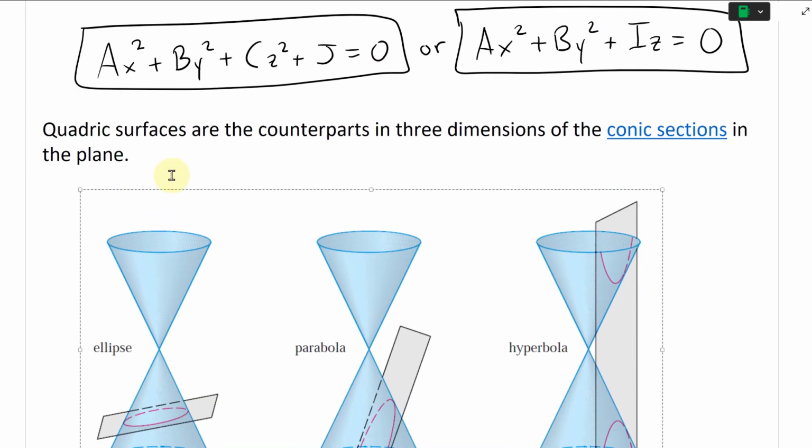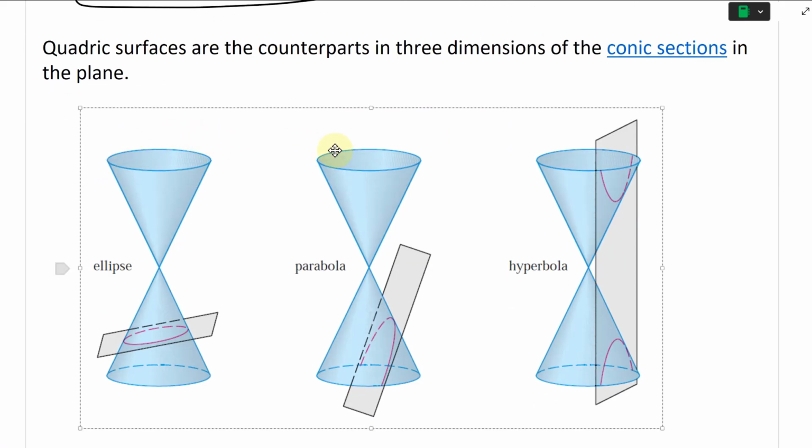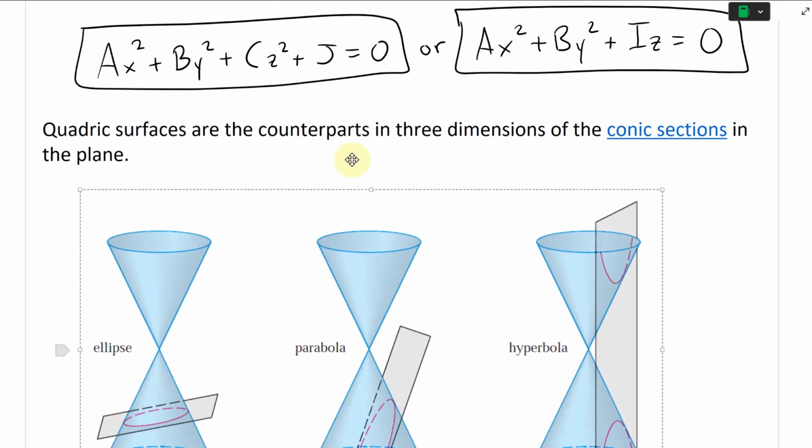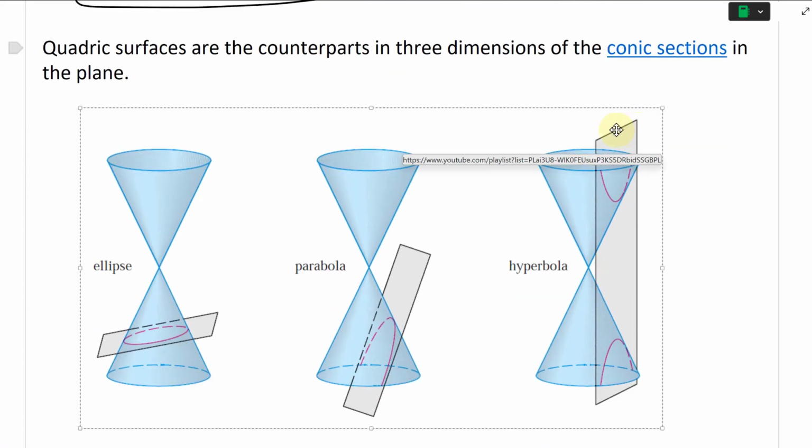All right, going further. Quadric surfaces are the counterparts in 3 dimensions of the conic sections in the plane, and this is linked to my playlist on conic sections. So here's the counterpart in 3D. In 2D, these are conic sections. You have a cone like that, and depending on how you slice through it with a plane, you'll get a different shape.